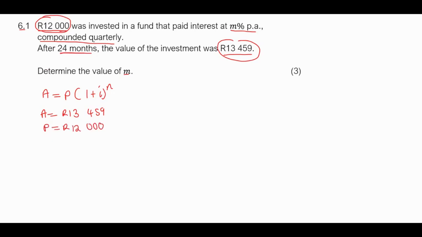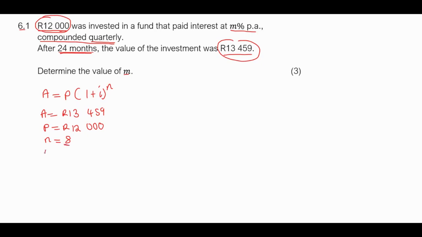24 months. So yes, compounded quarterly. So how many quarters are there in 24 months? We should have 8. So n should be equal to 8. Or if you want, you can convert these to years. 24 months is 2 years, and then 2 times 4 should be 8. Or you can say how many quarters are there in 24 months? You say 24 divided by 3. You will get 8. So n is equal to 8.